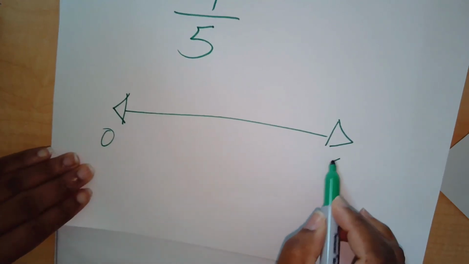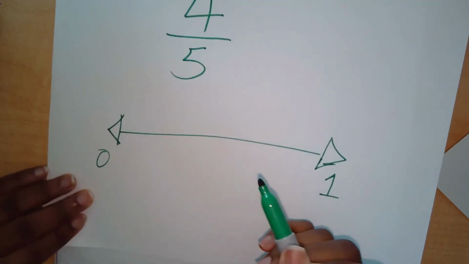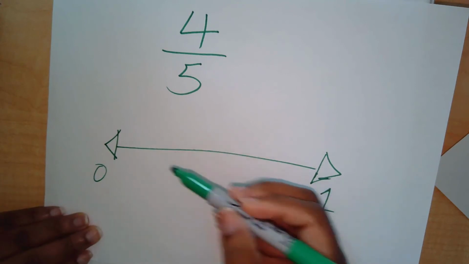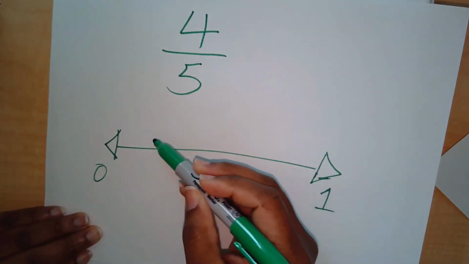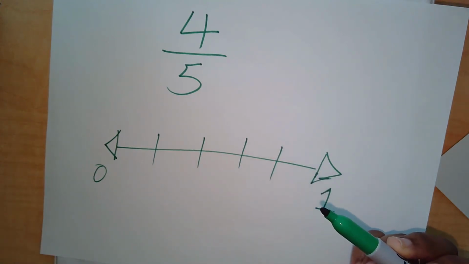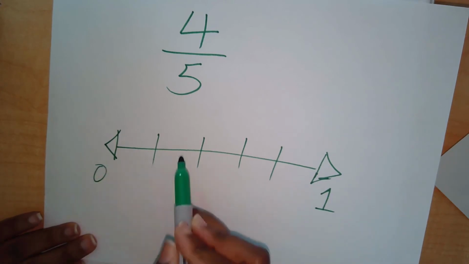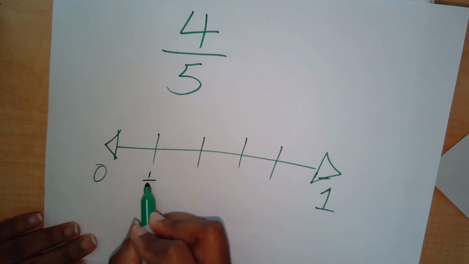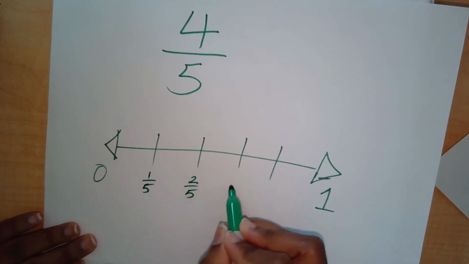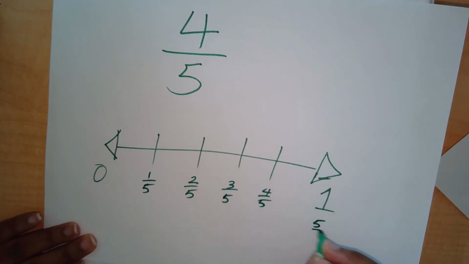Between 0 and 1, we have our fractions. Fifths, that means I need 5 equal parts. 1, 2, 3, 4. And you may never be asked to do your number line yourself. You may be asked to find your fraction for your number line. So let's see, 1, 2, 3, 4, 5. So this would be 1/5, 2/5, 3/5, 4/5, and 5/5, right there.